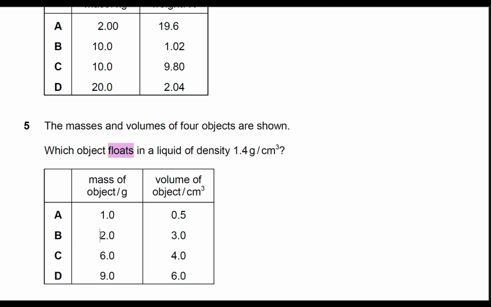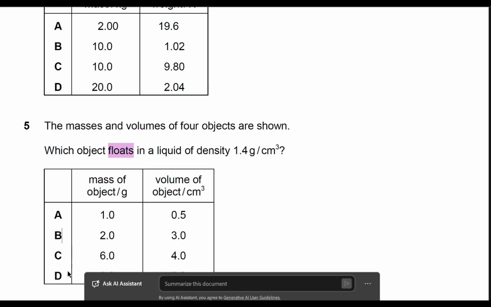Object B, the mass is 2, volume is 3, which is mass over volume, 2 divided by 3, which is 0.66667, which is less than 1.4, so the object B floats. So the answer is B. Or you can check for C and D as well.